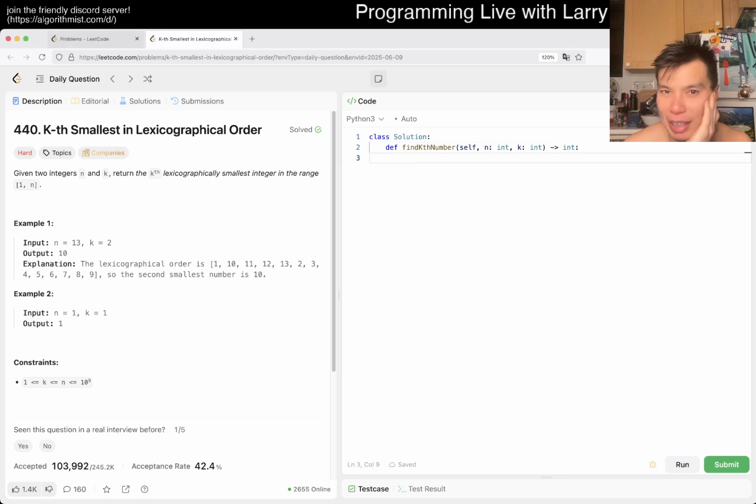But let's take a look at today's problem. Today we have 448, K-th Smallest in Lexicographical Order. Given 2 integers n and k, return the k-th lexicographically smallest integer in the range 1 to n. Okay. I guess this is very similar to yesterday's problem. But of course, you can't generate all 10 to the 9 numbers and then get the answer, because that would just take too long. But that's probably the thing that you have to think about.